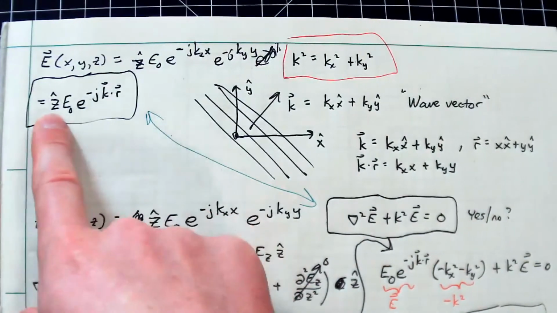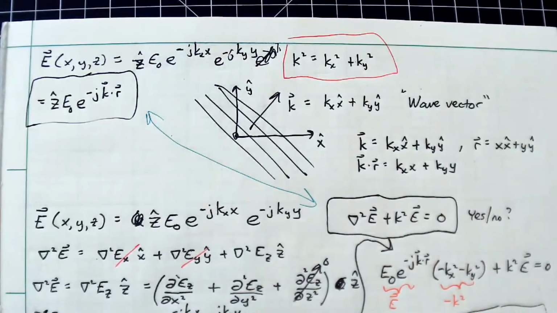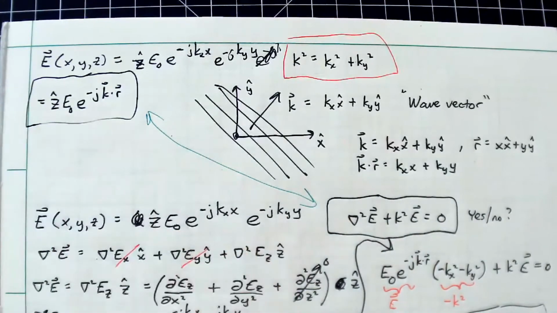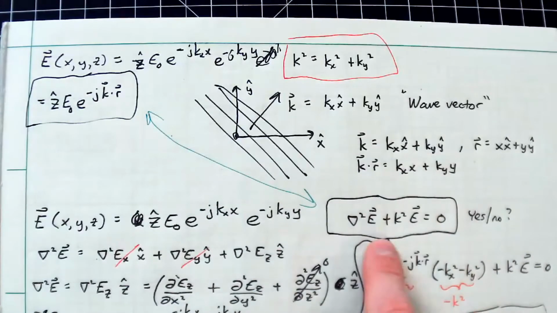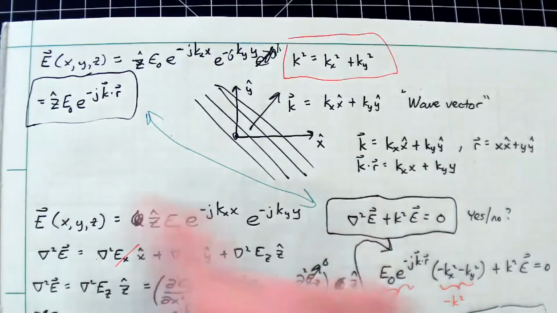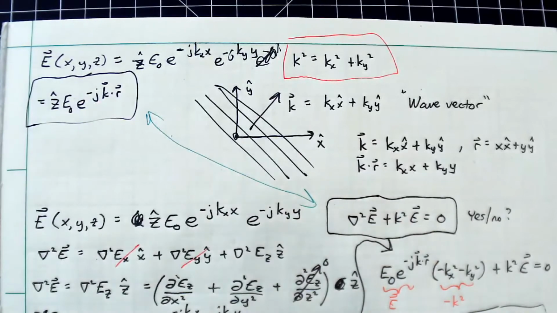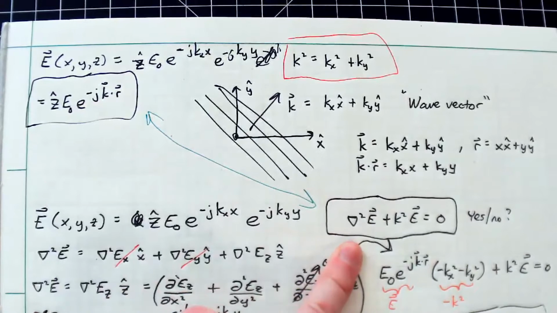So I could just flip-flop the Z with X and Y, and I would still have a solution. Any linear combination of solutions is also a solution. I can add multiple frequencies together or multiple waves together because the Helmholtz equation is a linear operator. I can just add a bunch of solutions together and they will also be solutions. That's a very key idea in PDEs and electromagnetism: any linear combination of these solutions is also going to be a solution.